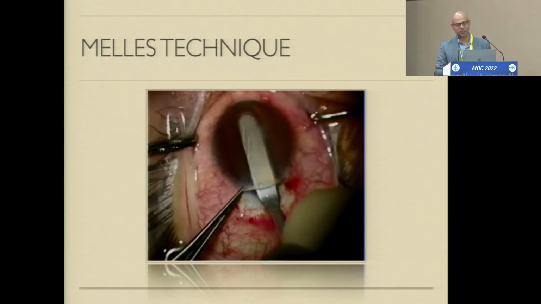Melles' technique was described earlier, in which he used a dissector, just like we use in DSEK, at about 350 or 400 micron depth, and dissect the whole cornea, and then you refine it. The problem with this is if your cornea is of an irregular thickness, like if it's a scarred cornea or an ectasia, which are usually the indications of DALK, your bed may also be irregular.